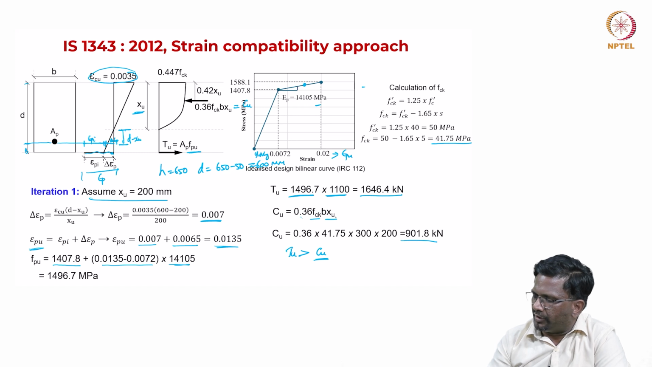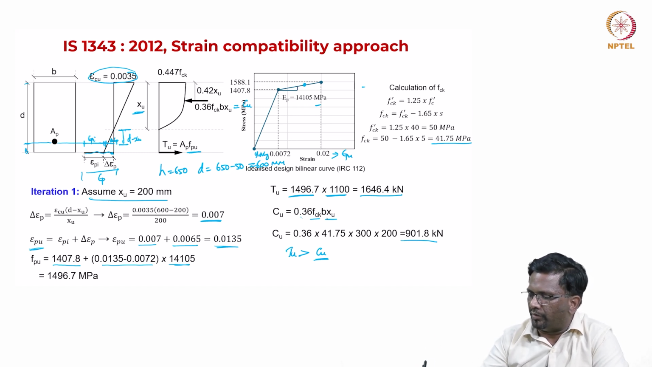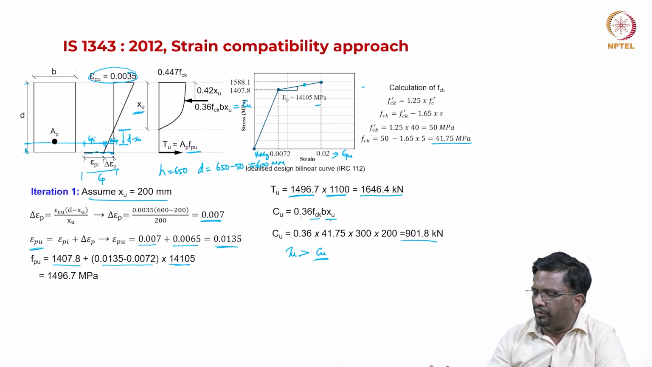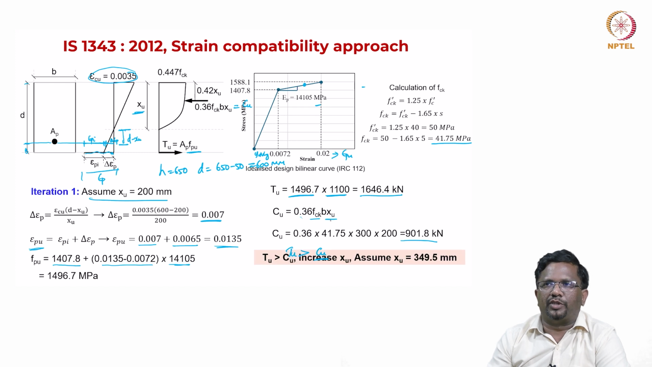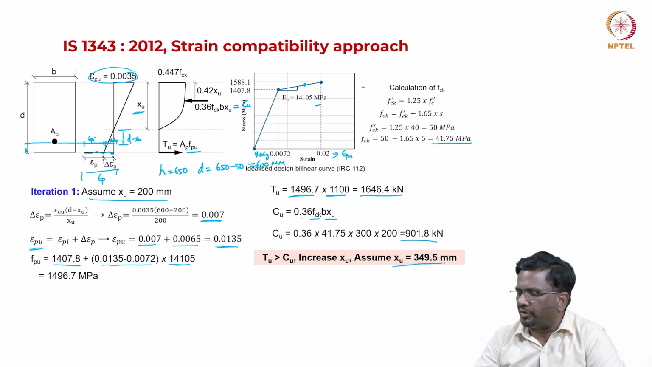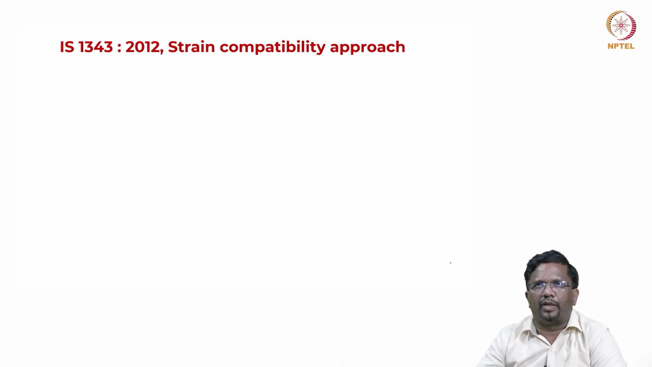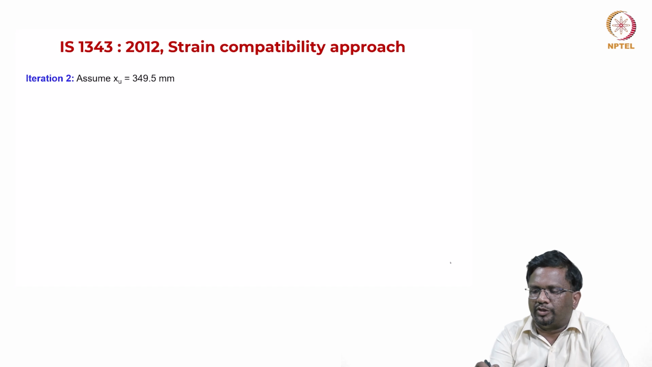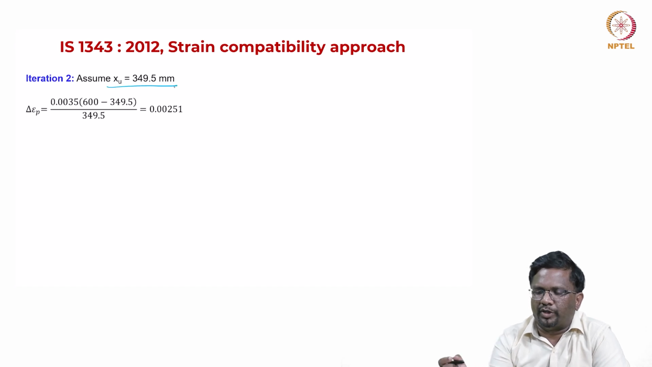So, in this case Tu is greater than Cu, so Cu has to be increased, right. I can increase Cu only by increasing the neutral axis depth. So, if Cu is going to be increased, then I have to increase the neutral axis depth, right. So, I have to use a higher value of Xu. So, we are going to assume Xu is equal to 349.5 millimeter.